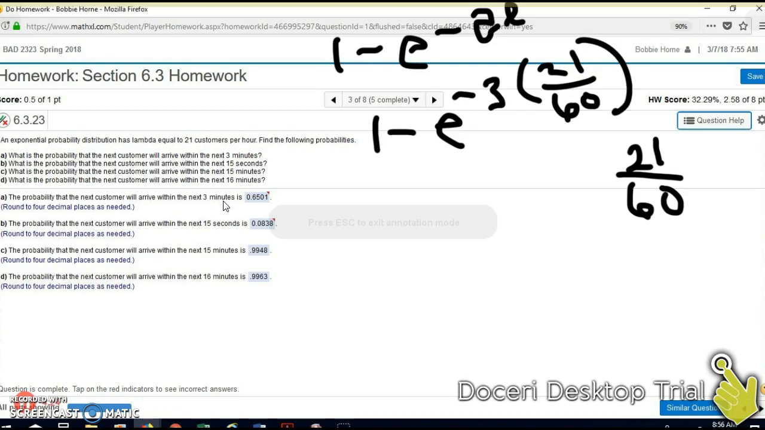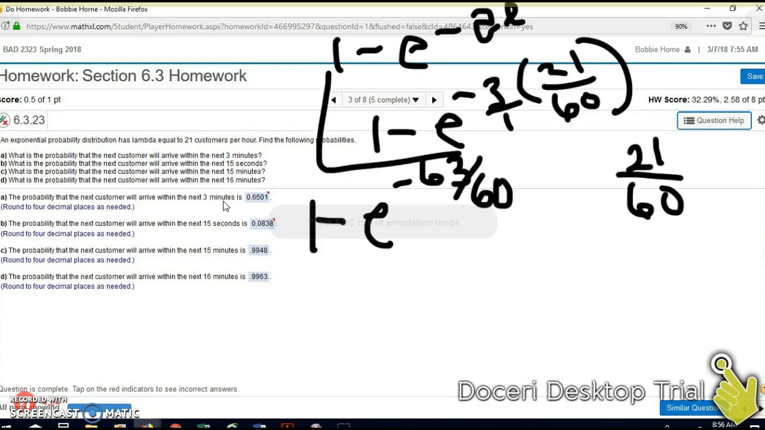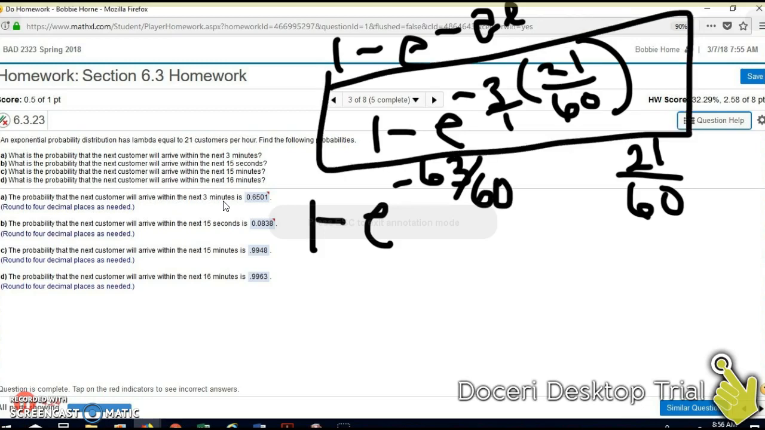So if you do -3 times 21, basically, if you put this in your calculator, 1 minus E raised to the, you could even go ahead and do this if you wanted to. -3 times 21 is -63. Remember when you multiply fractions? Over 60. Okay? If you have a TI-84, you can put it in like that.